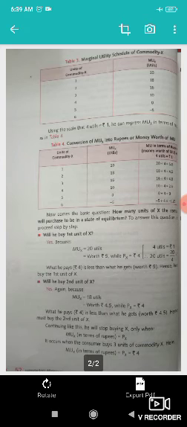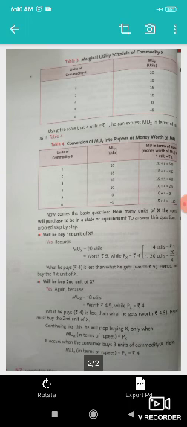Now, units of commodity X, MUX and MU in terms of rupees. Units of commodity X: 1, 2, 3, 4, 5, 6. MUX: 20, 18, 16, 10, 0, minus 5. And MU in terms of rupees: 20 divided by 4 is 5.0, 18 divided by 4 is 4.5, 16 divided by 4 is 4.0, 10 divided by 4 is 2.5, 0 divided by 4 is 0, and minus 5 divided by 4 is minus 1.25.